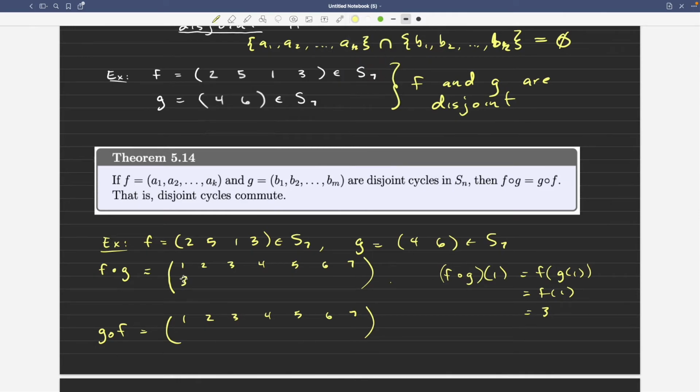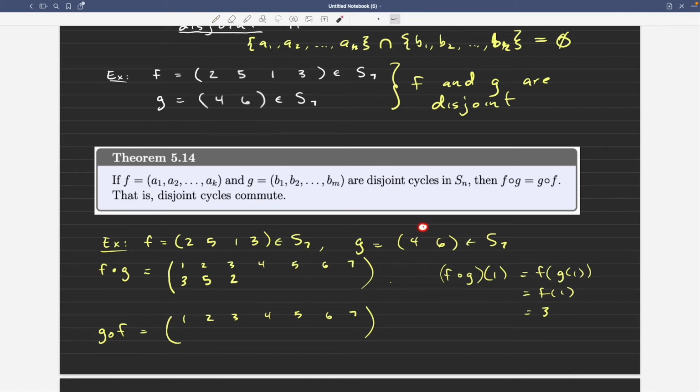And then I can similarly do 2. So I'm going to think about it this way. Over here in G, 2 goes to 2, and then 2 goes to 5. So 2 goes to 5 in the composition. Okay, starting at G again, 3 goes to 3, so nothing happens, and then 3 goes to 2. So we get 3 goes to 2 in the composition.